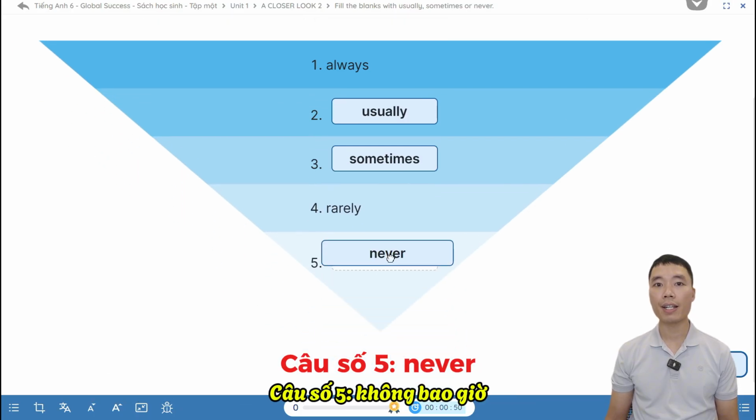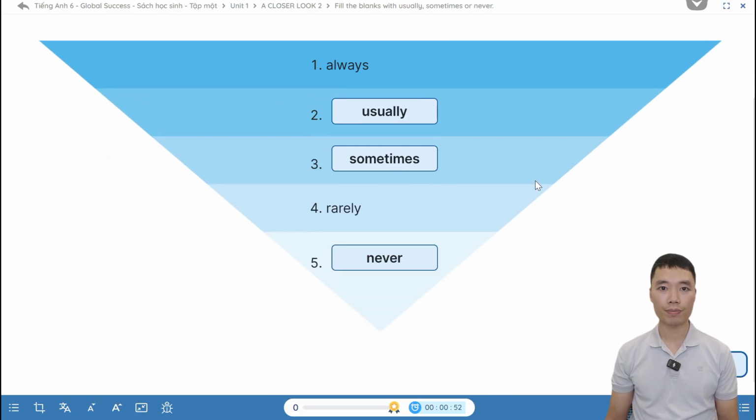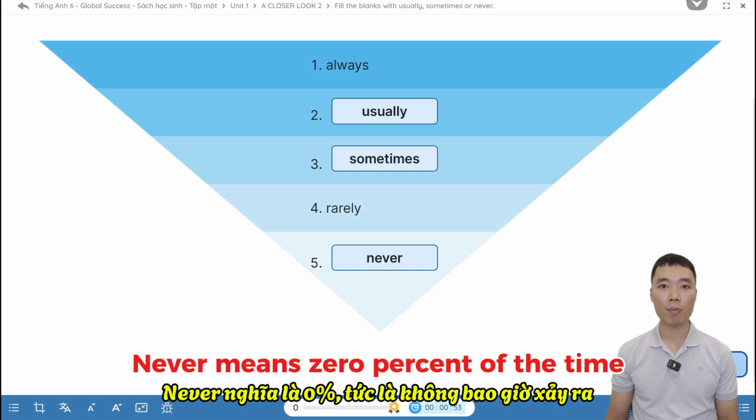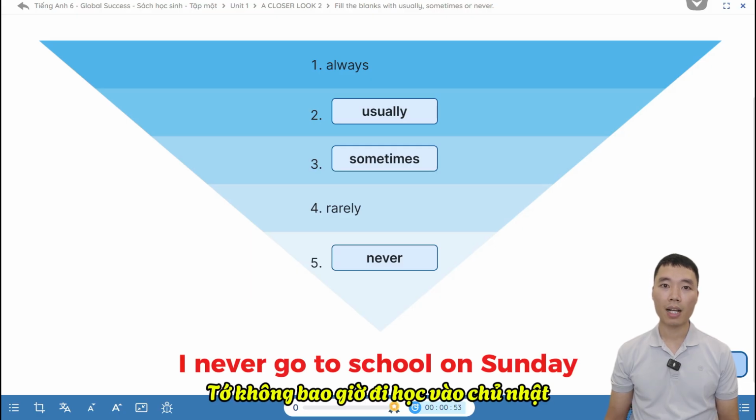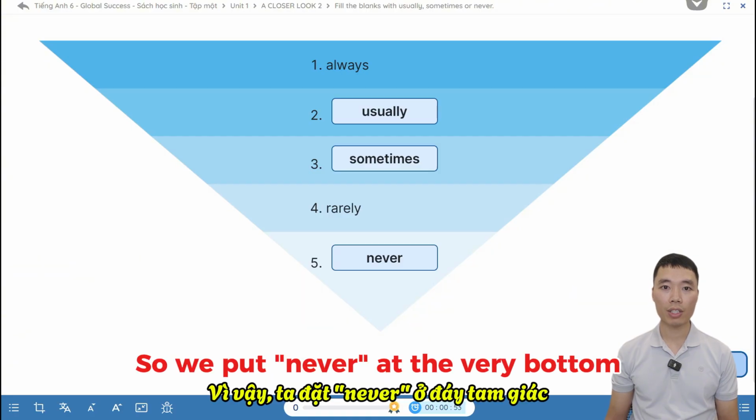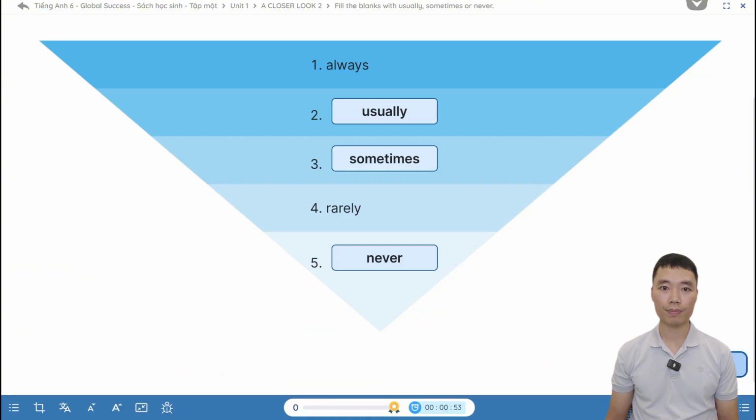Number 5, never. Never means 0% of the time. It doesn't happen at all. Example, I never go to school on Sunday. So we put never at the very bottom.